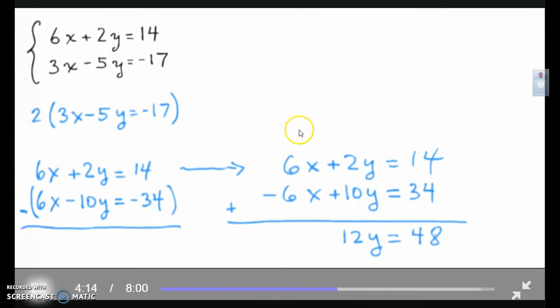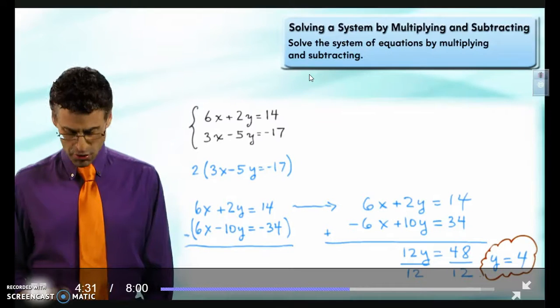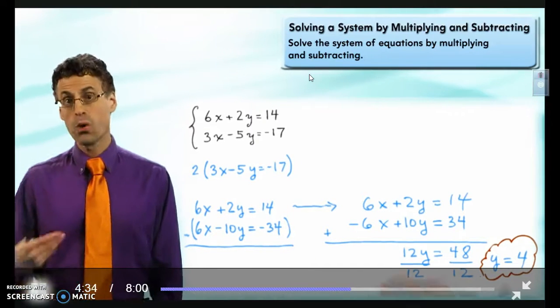So, you see what we just did? We now have one equation with only one unknown. We know how to solve for this. It's really easy. All you have to do is divide both sides by the 12. And I see that y has to equal 4. And there we are. We know what y has to equal. So all that work was just to get what y equals.